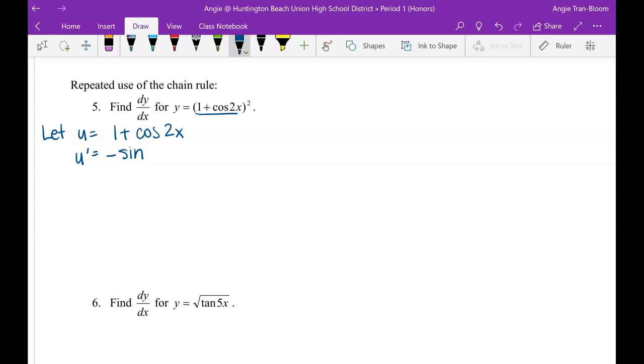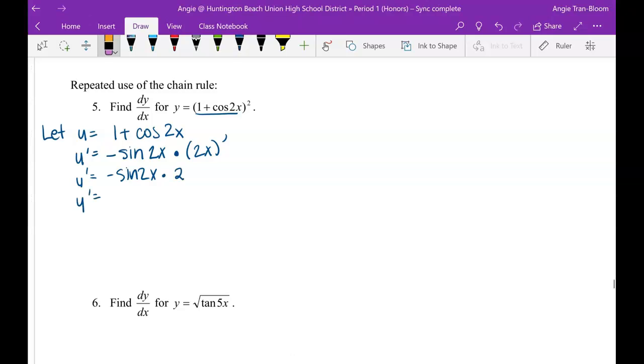But I'm going to do this. So derivative of cosine of 2x is negative sine of 2x times, based on your chain rule, times the derivative of the inner component. So u prime is negative sine of 2x times the derivative of 2x, which is just simply 2. Then let's put the 2 in the front. So this is really negative 2 times sine of 2x. So that is the derivative of 1 plus cosine of 2x.